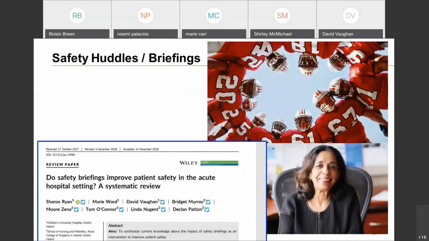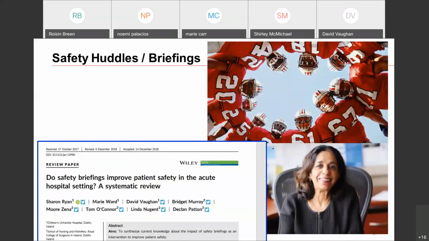So just in terms of situational awareness and safety, huddles are really important as well. In Children's Health Ireland, we had Professor Uma Kotagal over from Cincinnati Children's, where they've implemented high reliability organizations, and huddles are such an integral part of that.